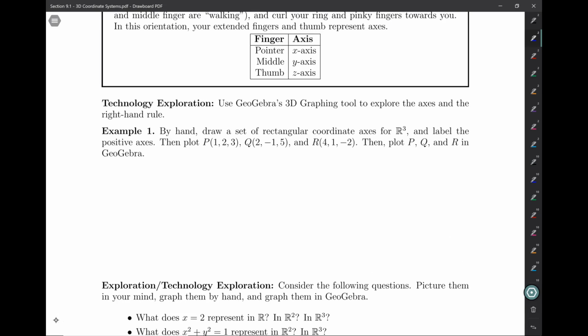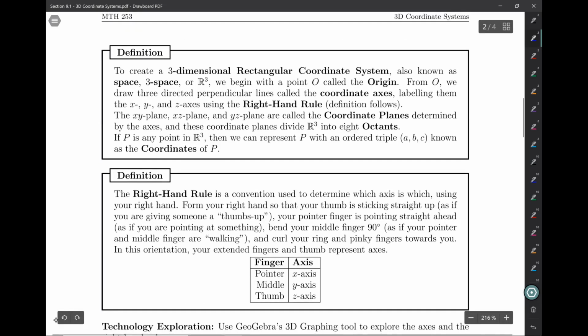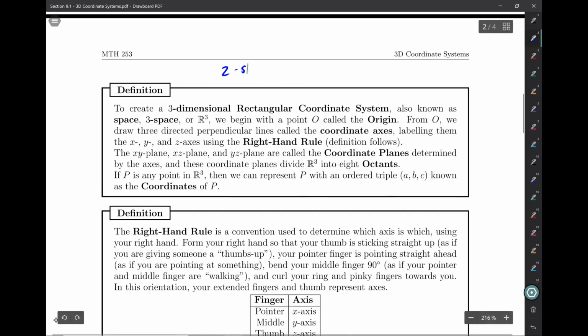By hand, let's draw a set of rectangular coordinate systems in R3. I should probably come back up because I didn't quite describe this notation. Any point in R3 is in the three-dimensional coordinate system, because it's three real number lines that all intersect. The two-dimensional coordinate system, or 2-space, is labeled R2. You've seen this symbol in some previous videos, and it just means the real numbers.